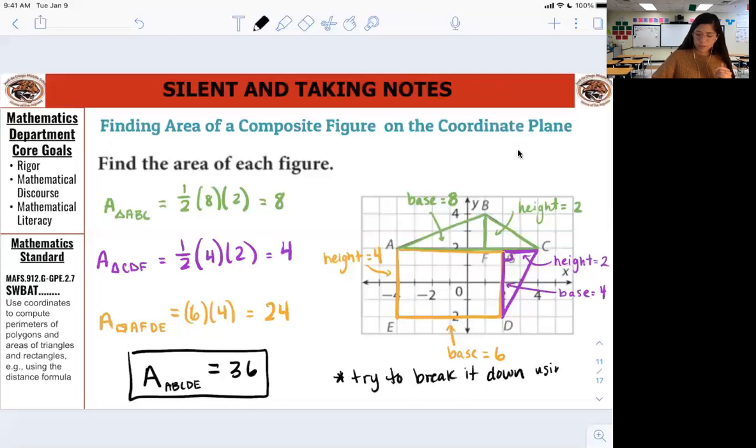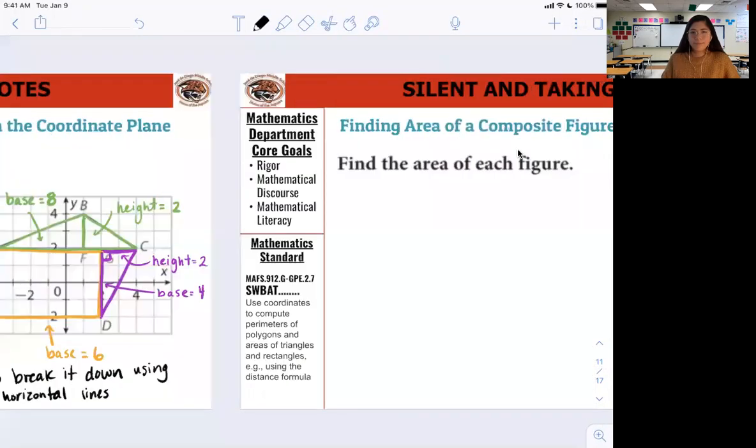So you always want to try to break it down using vertical or horizontal lines so that you can avoid using the distance formula. They were completely vertical and horizontal. Now, Perla, be careful with the word straight, because you can have a straight line that is diagonal, right? So the key words are horizontal and vertical. That's okay. Now you know.